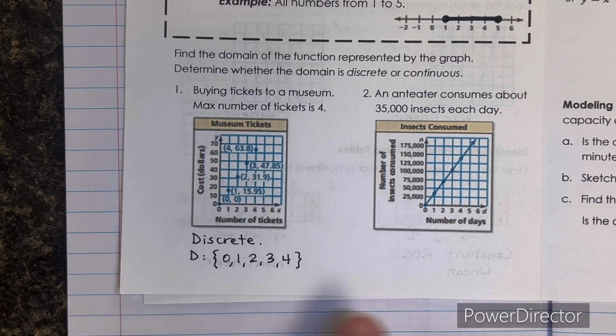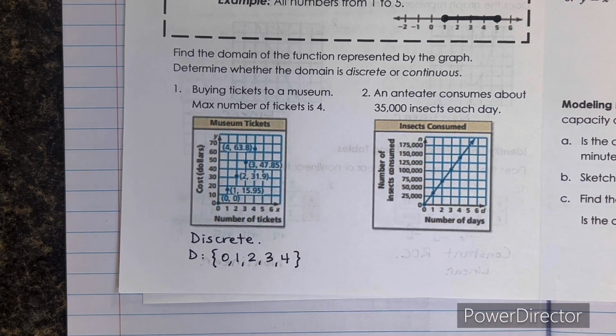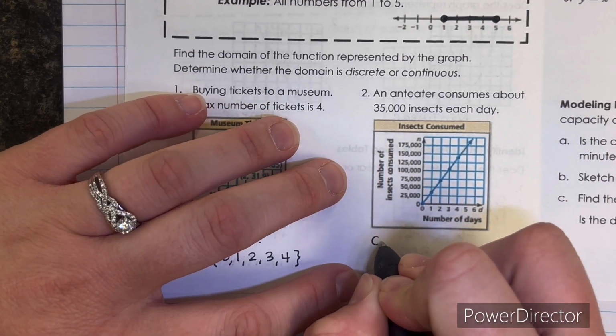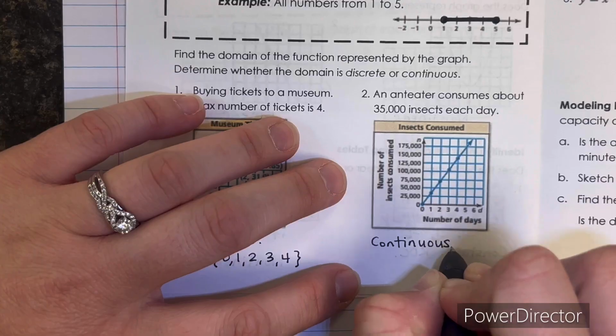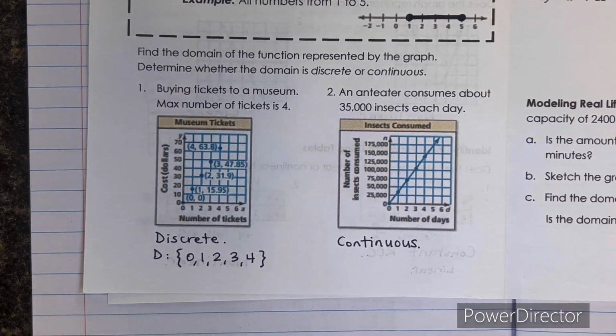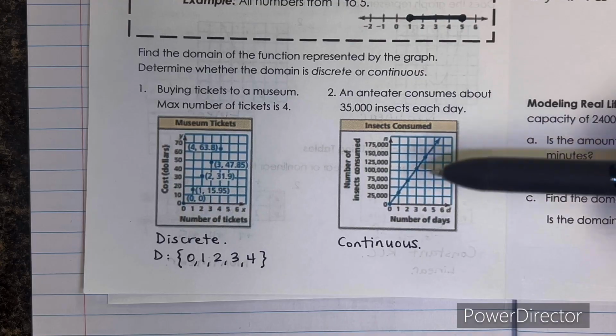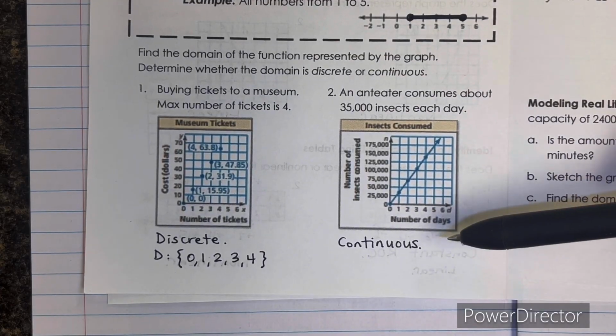All right, so now let's try a different one. So this was our discrete graph because it was made of dots. This one is going to be continuous, so we'll go ahead and write this down. And again, the reason this one is continuous is because I can draw that entire graph without lifting my pencil. It includes all of the decimals in between the whole numbers, and so it's going to be continuous.